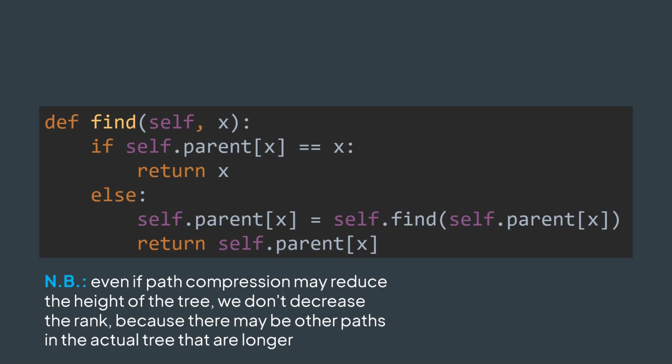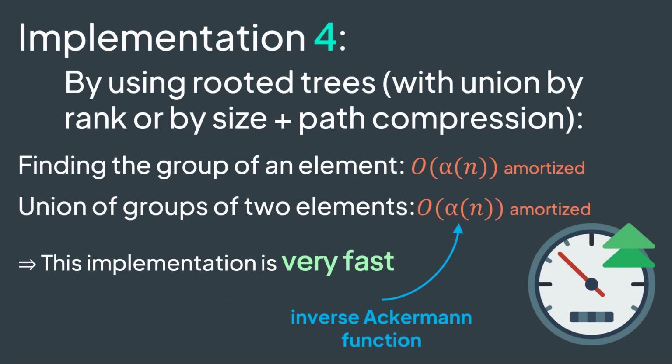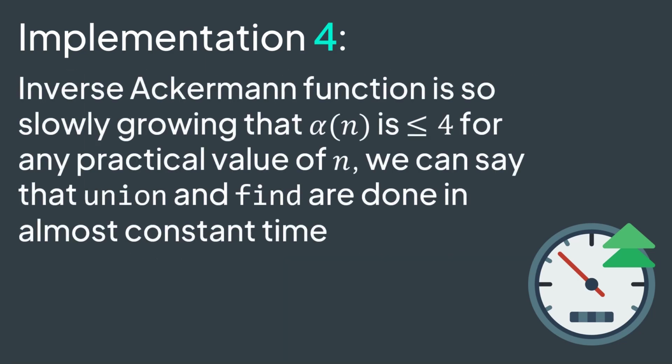Now we learned about union by size or rank and path compression, and by applying these two techniques, we get a very efficient disjoint-set implementation, because the amortized time complexity of one find or union operation becomes O of alpha of n, where alpha of n is the inverse Ackermann function, a very slowly growing function. It's so slowly growing that alpha of n is at most 4 for any practical value of n. This is why operations of this disjoint-set data structure are done in almost constant time. The proof is omitted for this lecture.